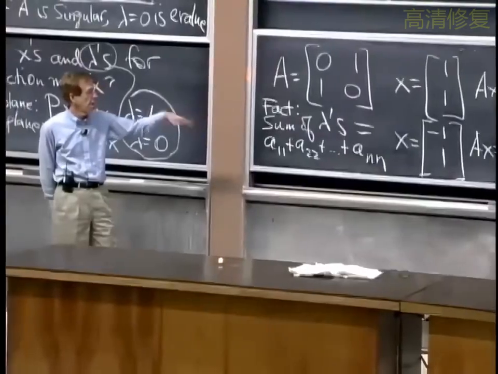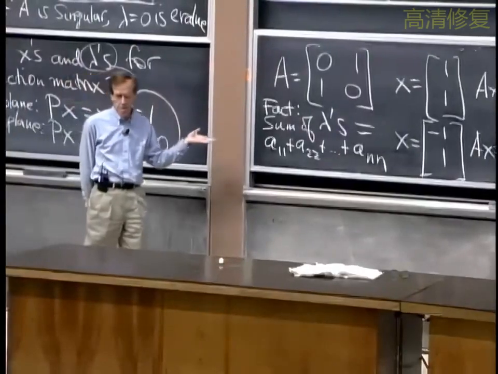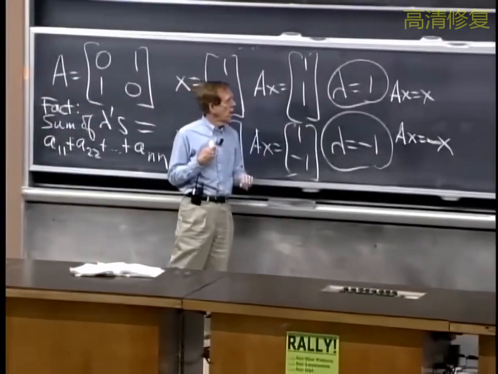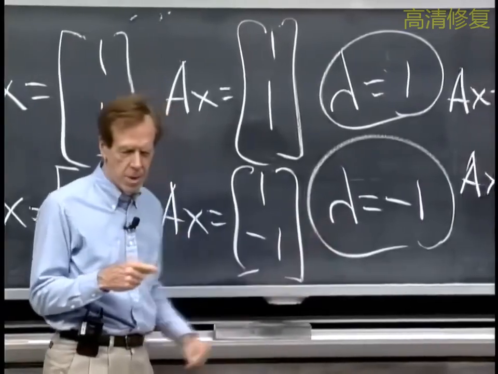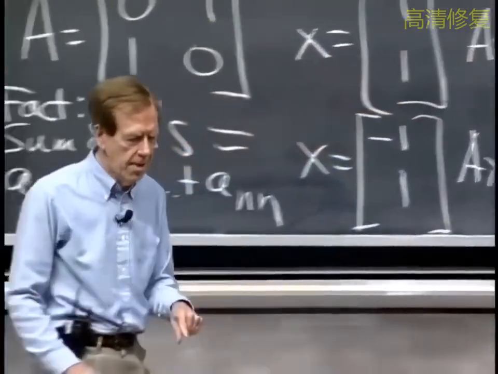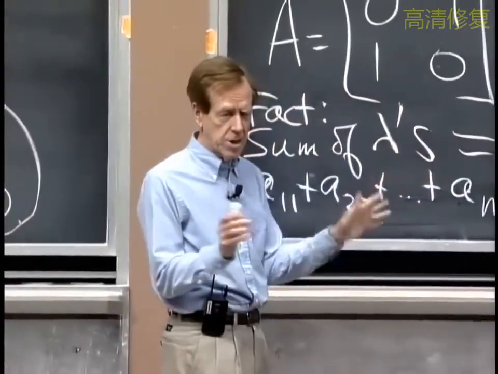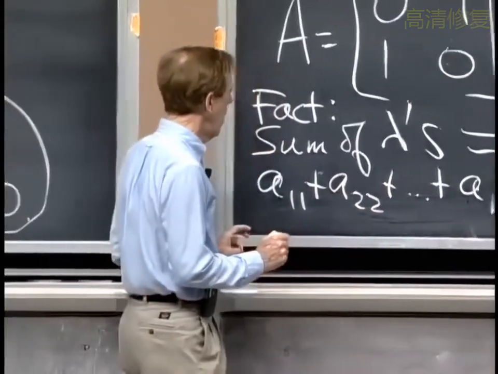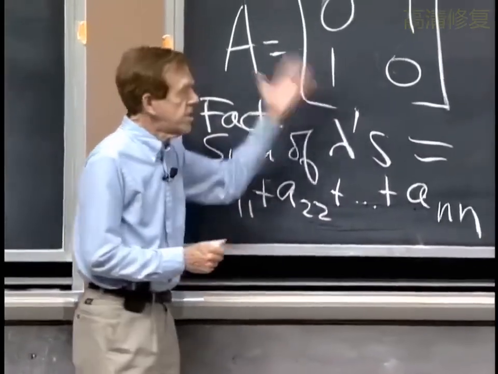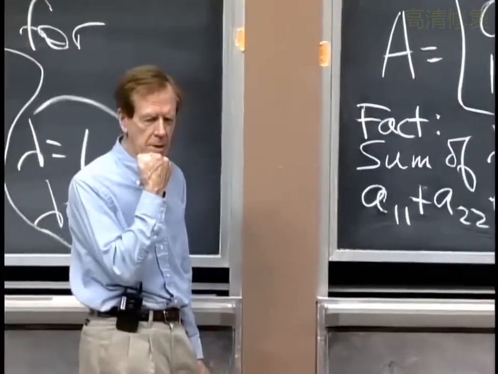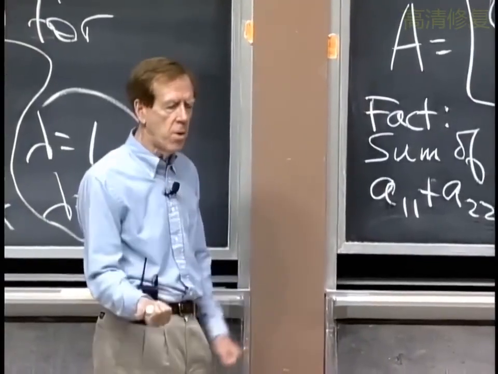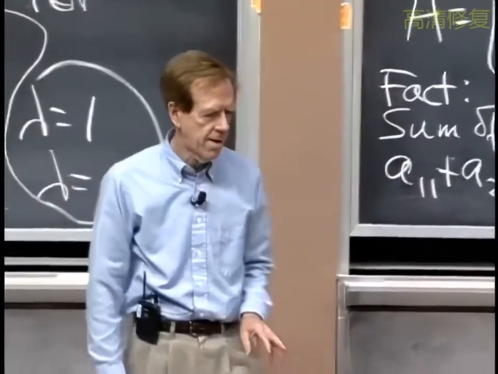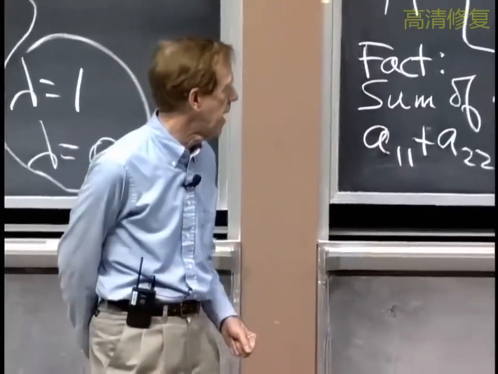In this example, it's 0. In other words, once I found this eigenvalue of 1, I knew the other one had to be minus 1 in this 2 by 2 case, because in the 2 by 2 case, which is a good one to play with, the trace tells you right away what the other eigenvalue is. So if I tell you one eigenvalue, you could tell me the other one. We'll see that again. Okay.